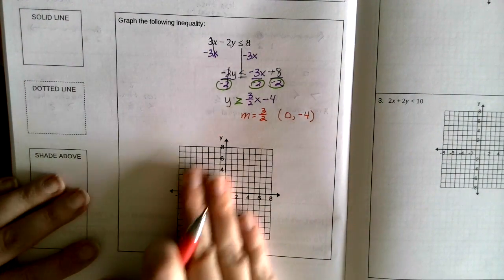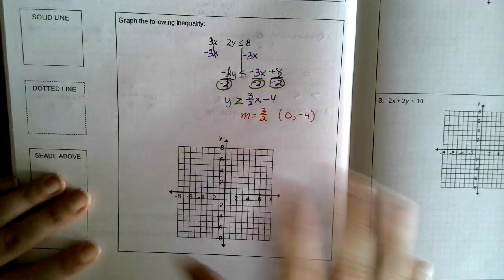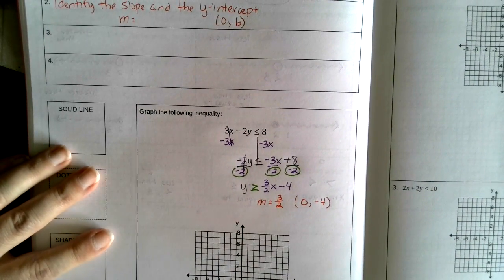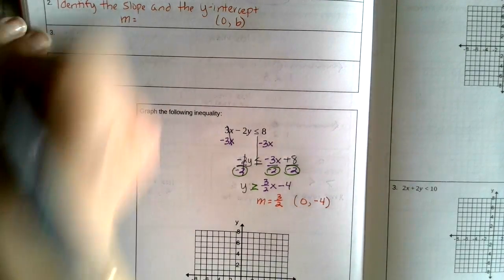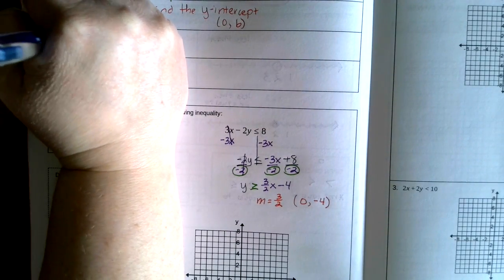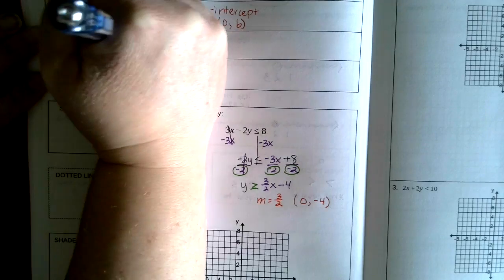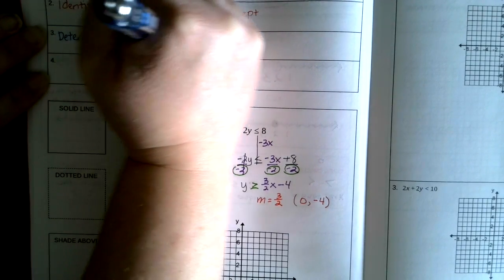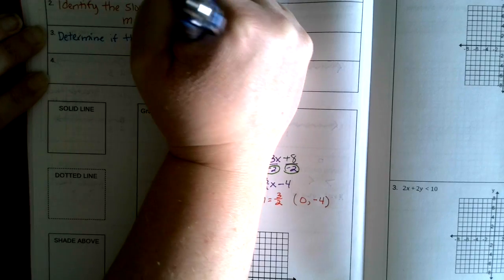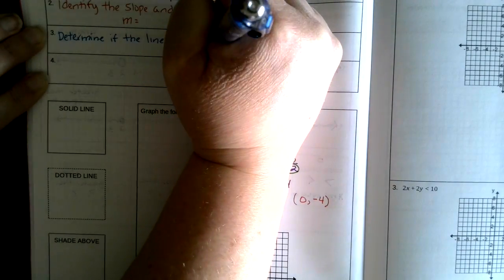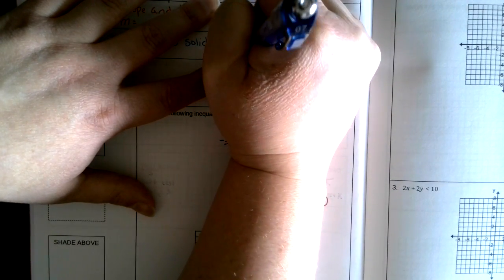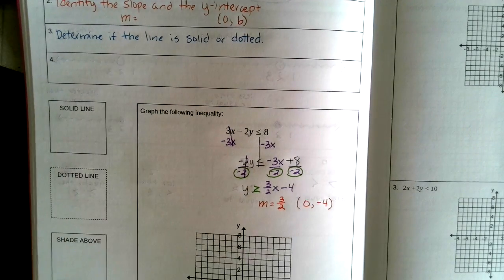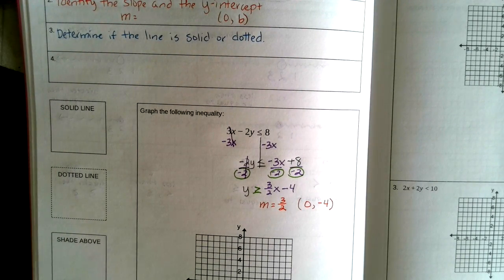Now notice I haven't done anything on the graph yet, and there's a reason for that, all right? So just bear with me for a little bit. Okay, the next step that we have to take care of is we have to determine if the line is solid or dotted. And I'm sure that sounds a little strange to you because every time we've drawn a line, we've just put some dots and drawn a line through with our ruler, put arrows, and we've moved on.